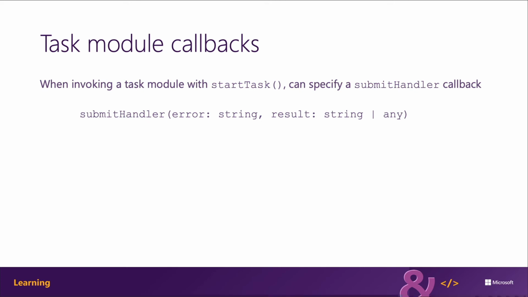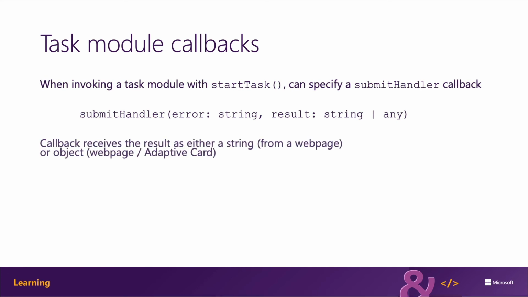From within the task module, you can submit the data that was collected from the user by calling the submitTask method. The result object that you pass into that can be either a string or an object, and this method will call the registered callback handler in the startTask method that you set up. If the user closes the task module or an error occurs, Microsoft Teams will close the task module and invoke the provided callback with an error object.